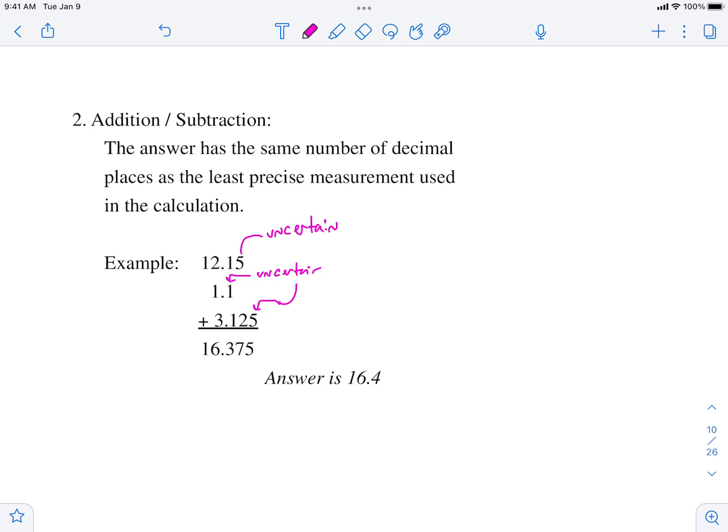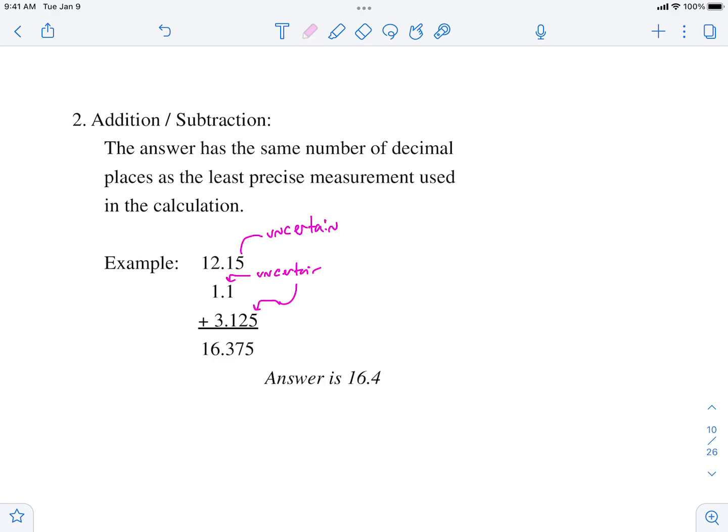So, if I told you I'm going to add three numbers together, one of them is only sure in the 10th place. That's this one. One of them is only sure to the 1's place, and one of them is only sure to the 100th place. When you add them all together, your answer can only be as sure as the place that they all have in common, which is the 10th place. Right. They all have a 10th place. Do you see that? They don't all have a 100th place, and they don't all have a 1,000th place.